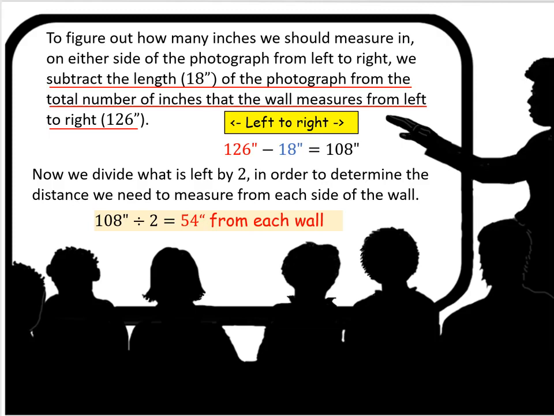Now we're going to divide what's left, that 108 inches, by 2 in order to determine the distance we need to measure from each side of the wall. 108 inches divided by 2, that means we're going to measure 54 inches from the left side and 54 inches in from the right side.